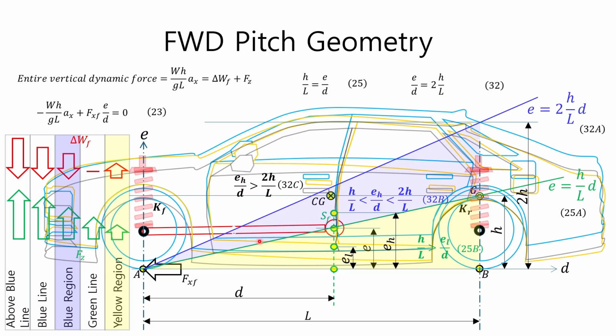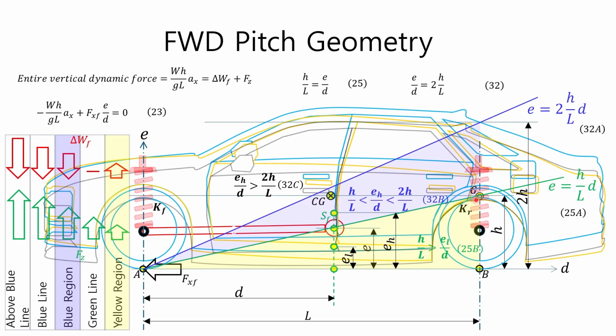If a virtual reaction point SF exists on the green line, the spring force delta WF becomes zero, and the force Fz of the suspension links acts upward. In this case, the absolute magnitude of the force Fz is equal to the total vertical dynamic load of the vehicle. Ride height remains unchanged at the front and decreases at the rear compared to the steady state.